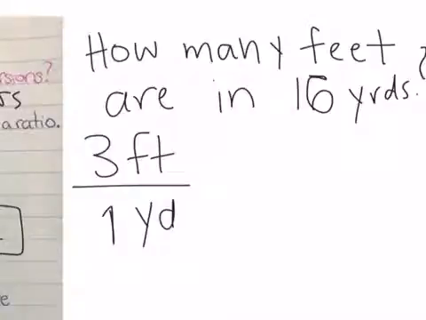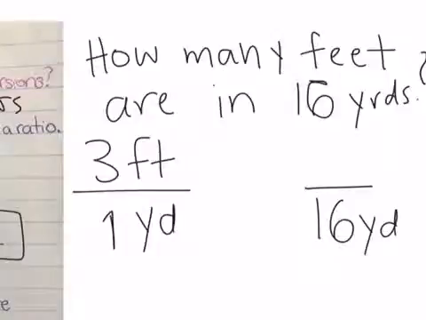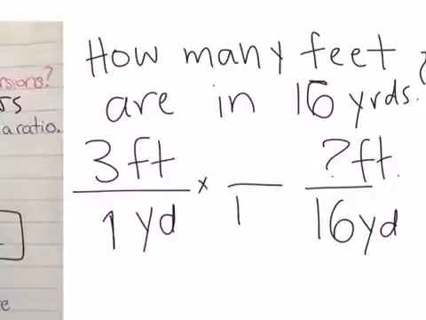From this point, we've done step 1, and we need to do step 2, which is write our goal. If we're starting with 1 yard, and we know from our question we need to get to 16 yards. 16 yards goes down here, and we want to know how many feet that is. Now we know in order to get from 1 to 16, we have to multiply by 16. And whatever you do to the bottom, you have to do to the top. So we're going to multiply 3 times 16 as well.